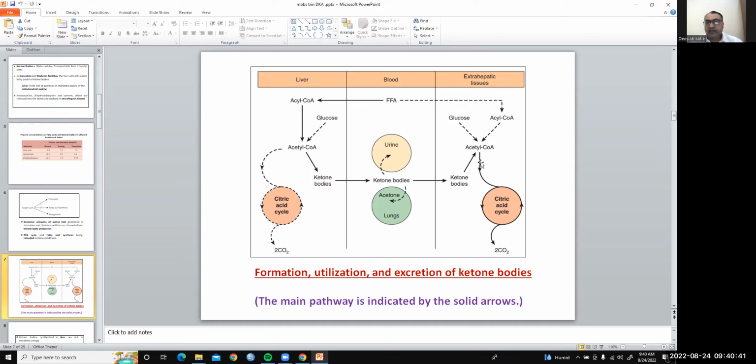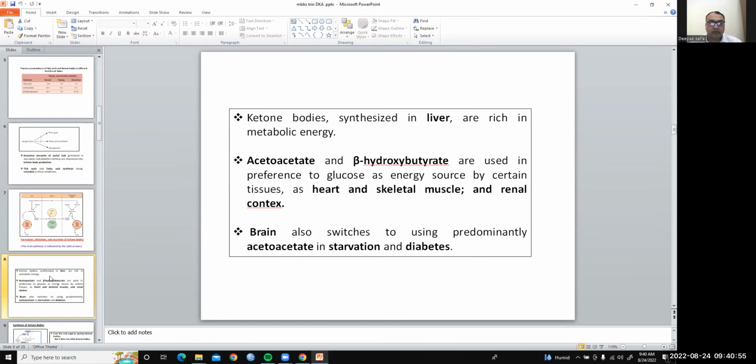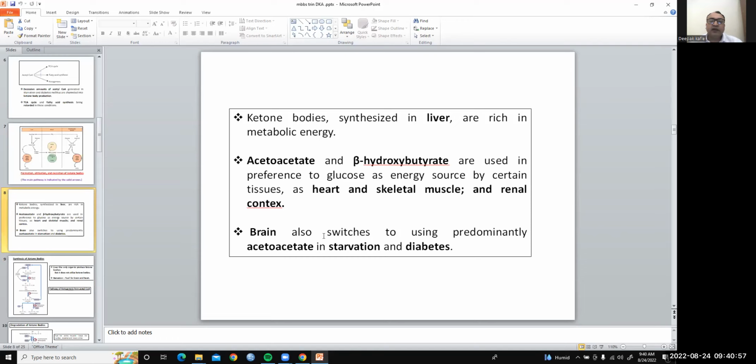But ketone bodies cannot be utilized as a fuel source for tissues like the red blood cells. And sometimes the brain also switches to using predominantly acetoacetate in starvation as well as in diabetes. In these conditions, the brain can utilize ketone bodies as a sole source of energy as a fuel.